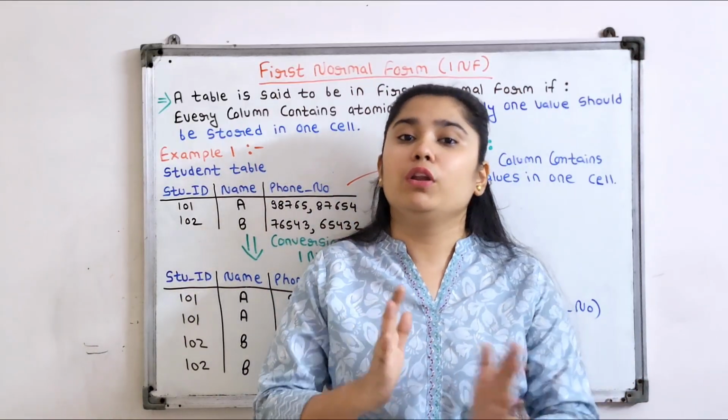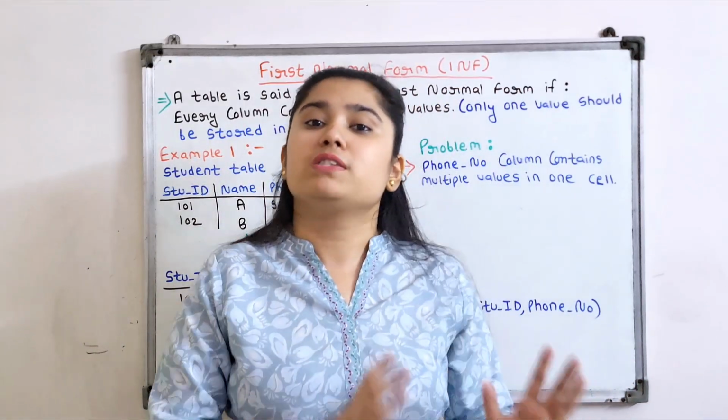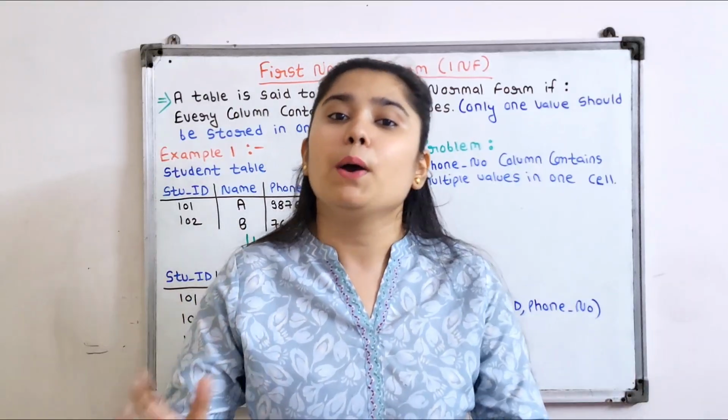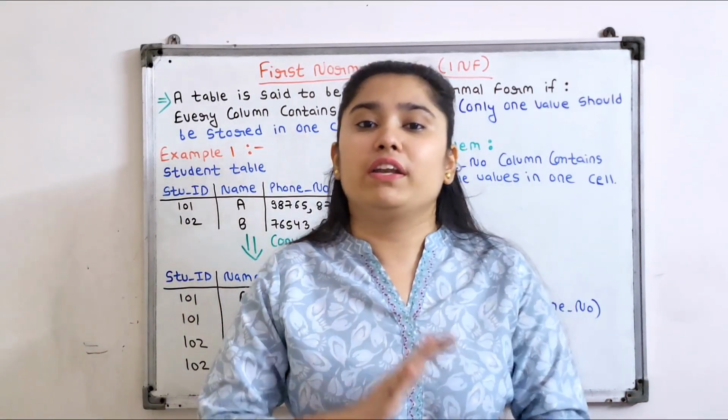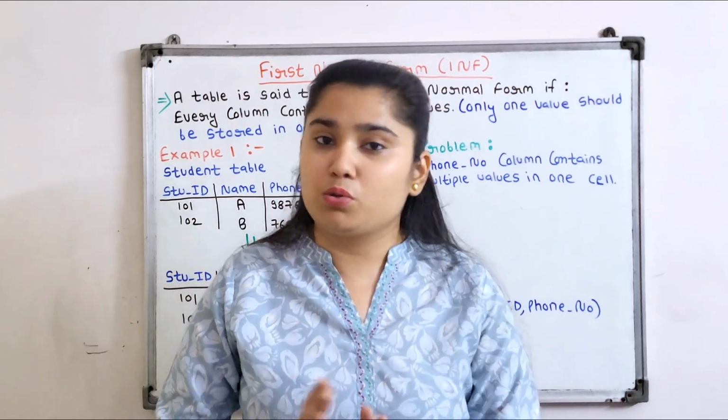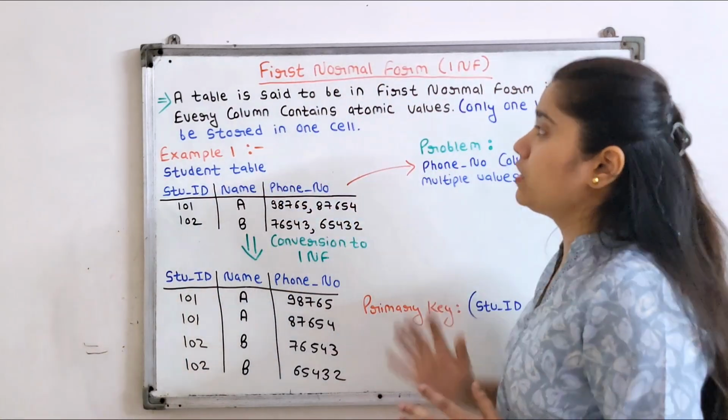But before that, we know what normalization is. Normalization is the process of organizing the data properly, avoiding redundancies and also avoiding anomalies in our database. Okay, now let's discuss the first normal form.